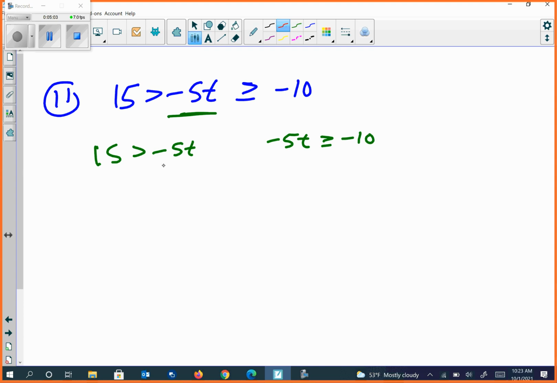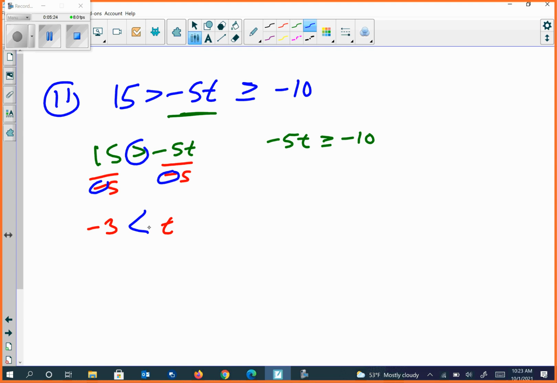All right. So on this problem, I'm going to divide by -5. I'm going to divide by -5. So I get -3 over here, and I get t. What happens to the sign and why? Flips because it's a negative and a negative. Yeah, I divided by a negative. Because I divided by a negative, this sign has to flip to this direction.